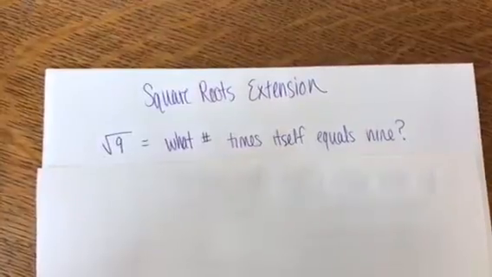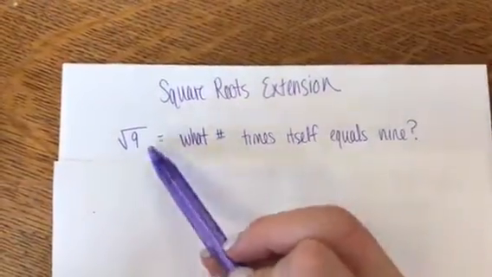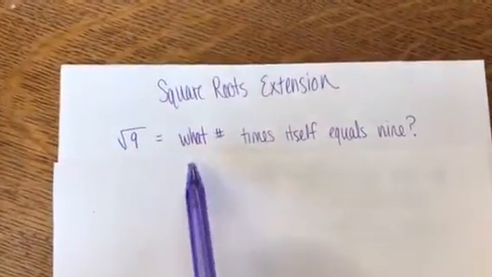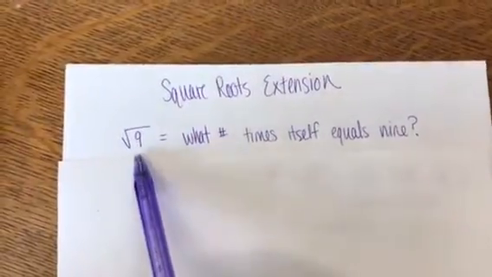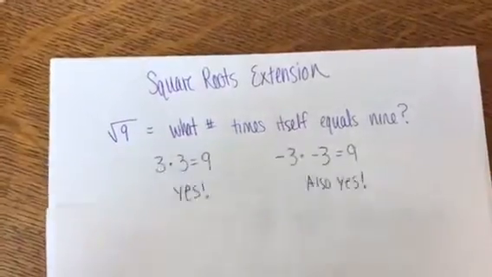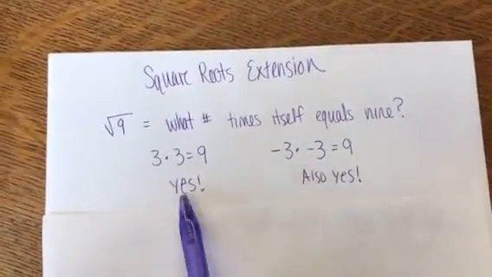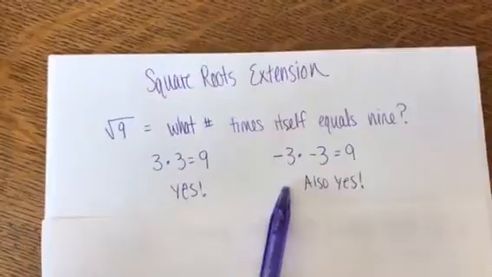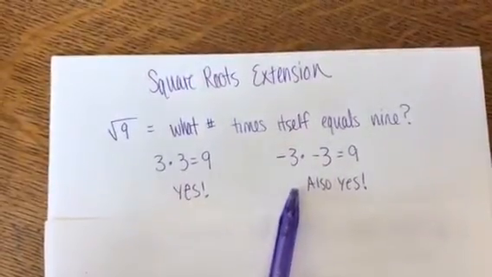So the square root of 9, this expression here, means what number times itself equals 9? What can I multiply by itself to get 9? And of course we know that 3 times 3 equals 9, but also negative 3 times negative 3 equals 9.